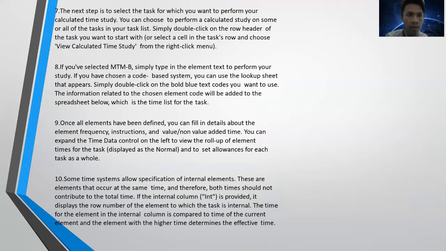7. The next step is to select the task for which you want to perform your calculate time study. 8. If you have selected MTM-B, simply type in the element to perform your study. 9. Once all elements have been defined, you can fill in details about the element frequency, instruction, and the value or non-value at that time.